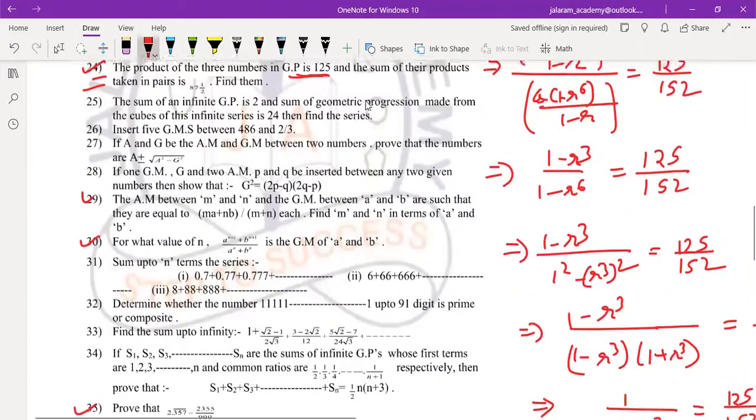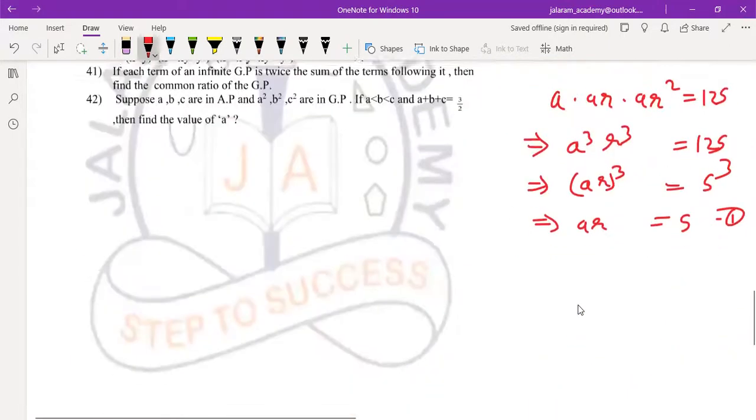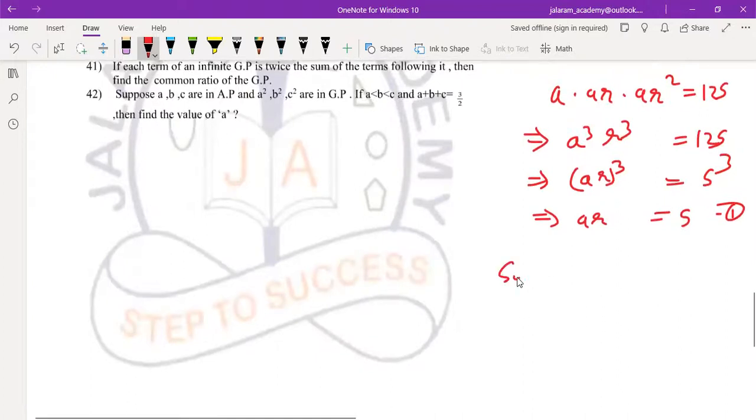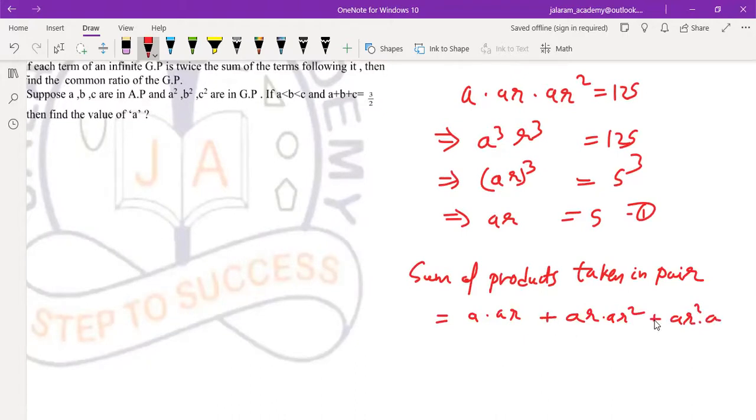Now in the second condition, the sum of their products taken in pairs is 87.5. The sum of their products taken in pairs means first use the first pair, A and AR, so its product is A into AR. Then use the second pair, the product is AR into AR square. Then use the third and first, so the product is AR square into A. And their sum, the sum of the products taken in pairs, is given.